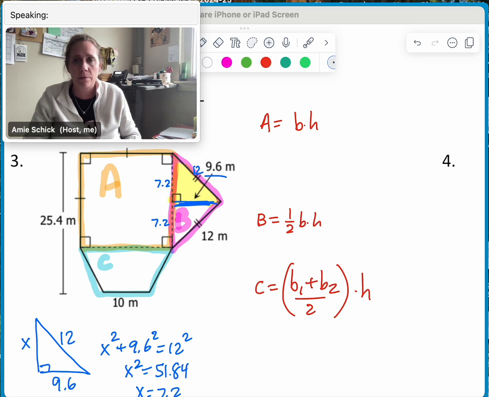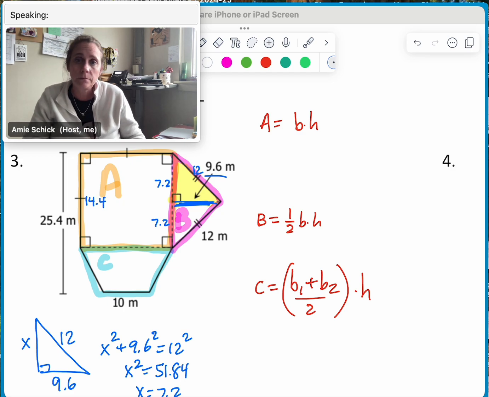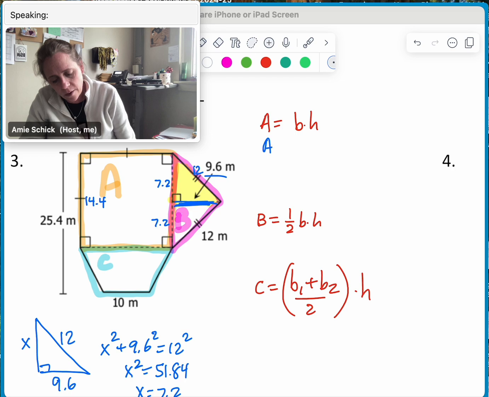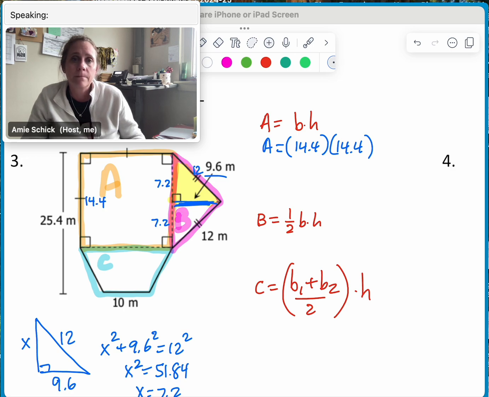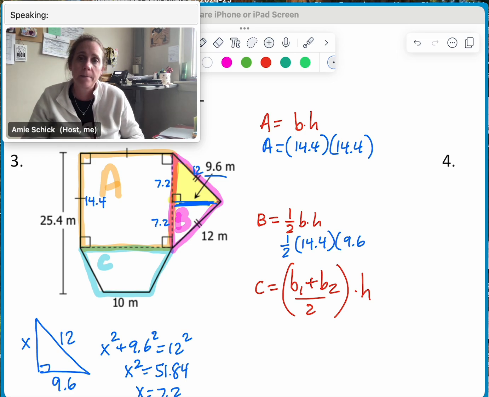Therefore, we have now determined that the side of the square is 14.4. That took some work. So our area of our square will be 14.4 times 14.4. Okay, we now have a triangle. We're going to do the whole triangle at the same time. 1/2, the base is 14.4, the height is 9.6.